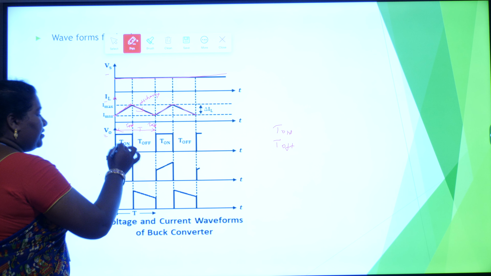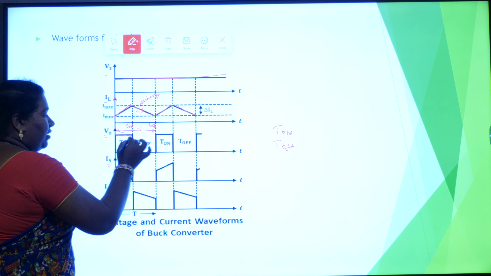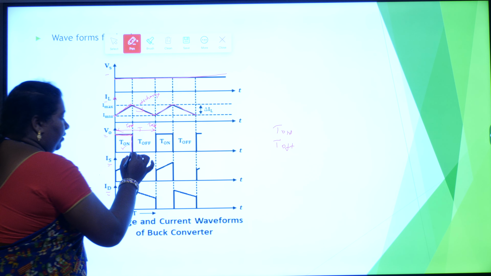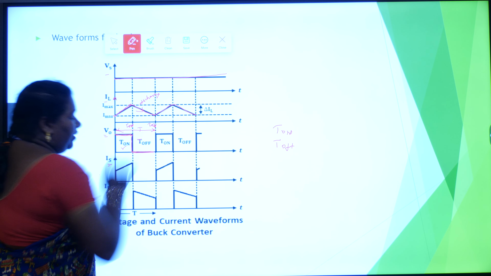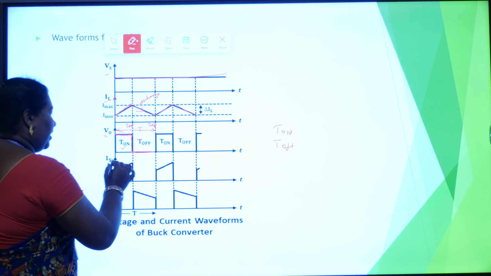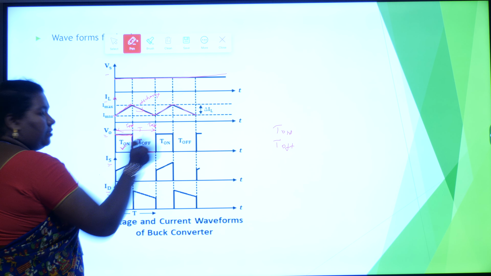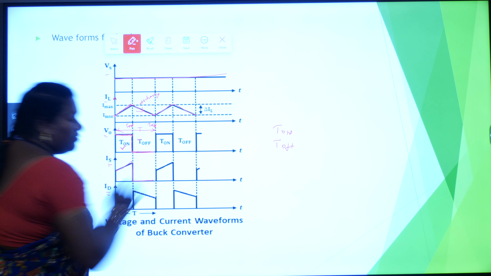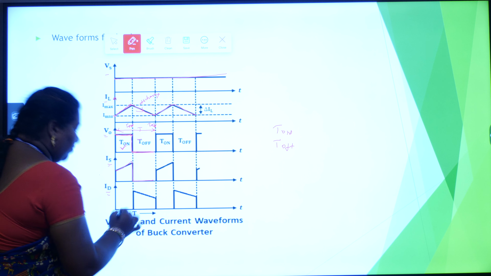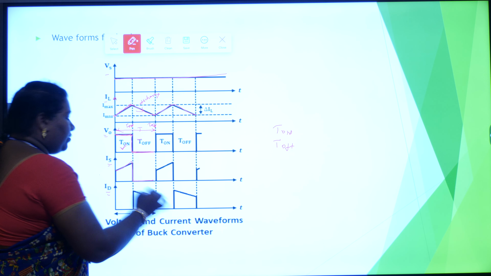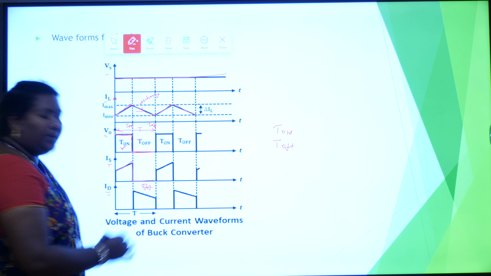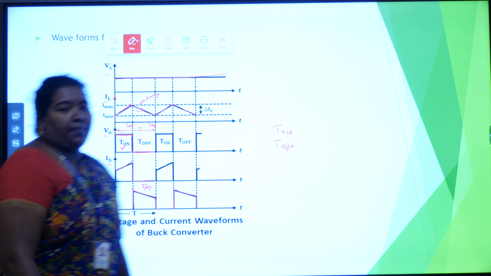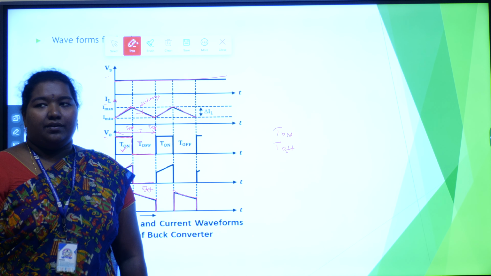During on state only, the voltage will be present in the step down converter. During T off, the voltage will be 0. Whenever voltage goes to the load, then only the source current will be present. Whenever the switch is in off state, the source current will be 0. The freewheeling diode conducts only in off state, so the diode current will be present in off state only. These are the waveforms regarding the buck converter.